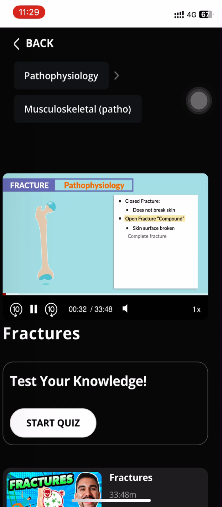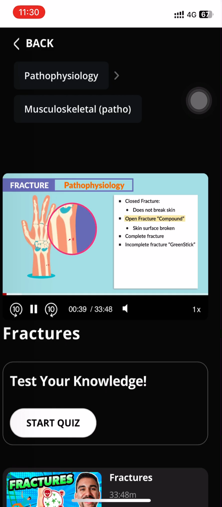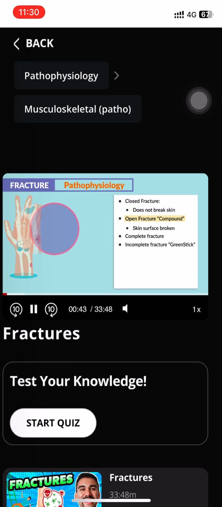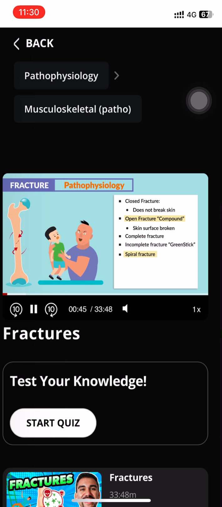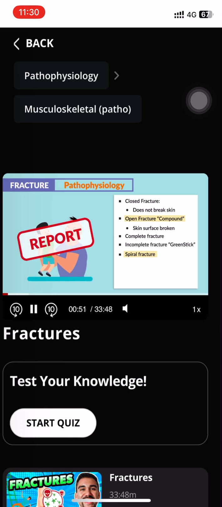Now the other types of fractures, we have a complete fracture, where the bone is broken all the way through. An incomplete fracture, also called a greenstick, only goes partially through the bone. And a spiral fracture, write this one down. This one results from a twisting motion, so it's common in child abuse. These are typically reported to the authorities for further investigation.